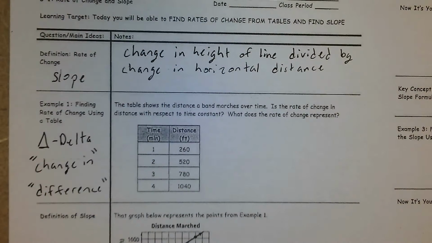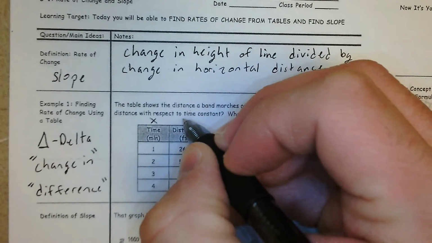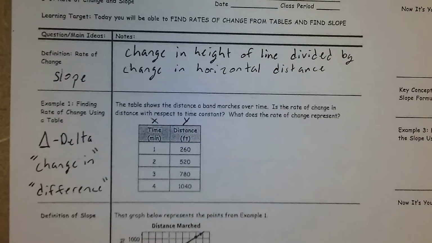So the table shows the distance a band marches over time. Is the rate of change in distance with respect to time constant, and what does the rate of change represent? So is it constant, yes or no? Well, we have to figure that out. We know that if it's proportional, or if it's changing by the same amount every single time. So what we have to do is look at how the x changes and how the y changes. x is always going to be on the left of the table, y is always going to be on the right of the table.